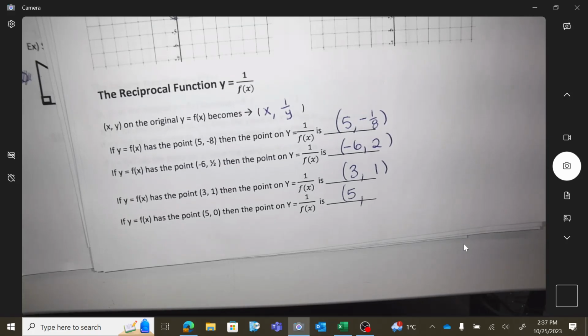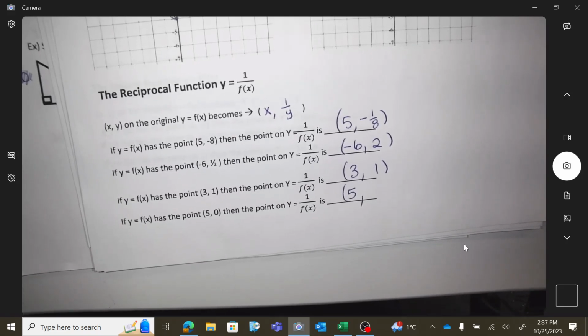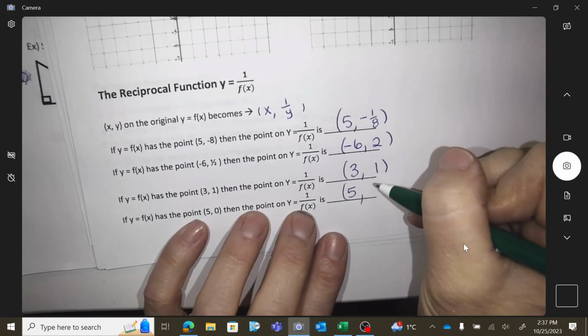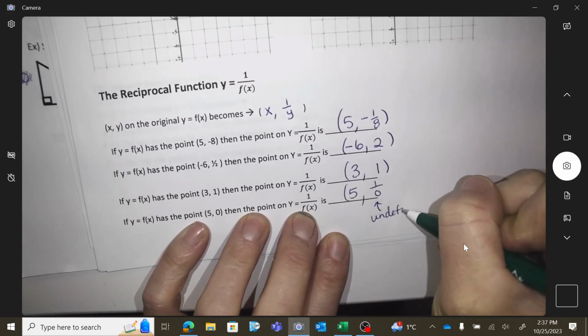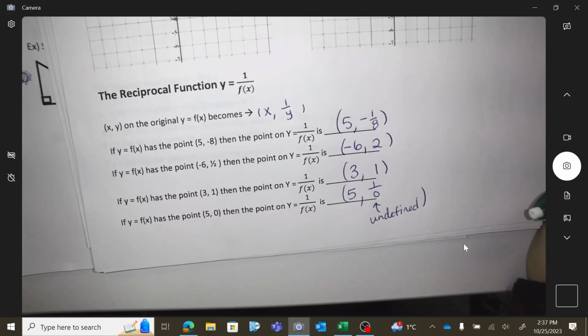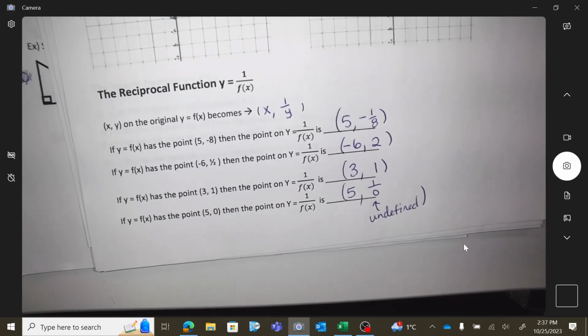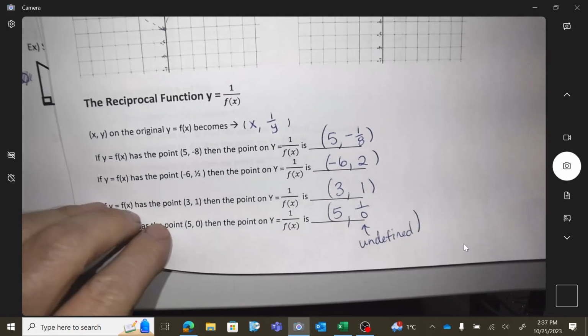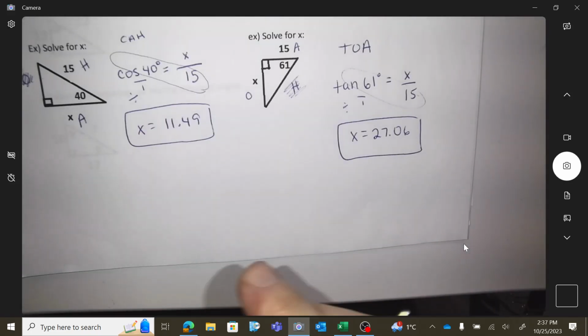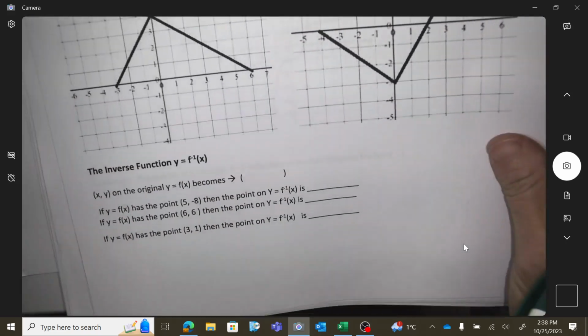What do you get if you flip 0 around? Undefined. If you flip 0 around, it makes you divide by 0. And then what happens in math if you divide by 0? Can't. It's undefined. Okay, so let's create some general rules.